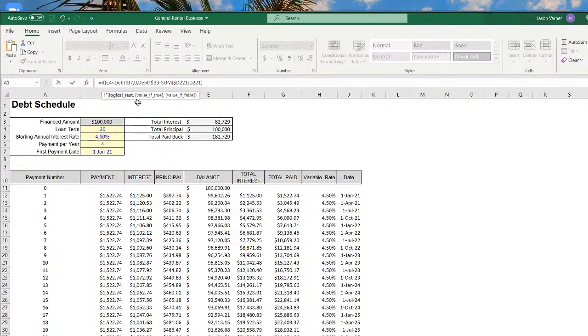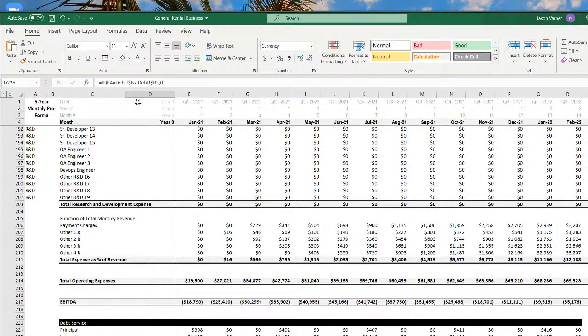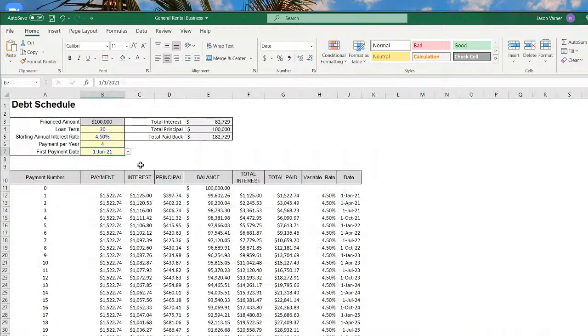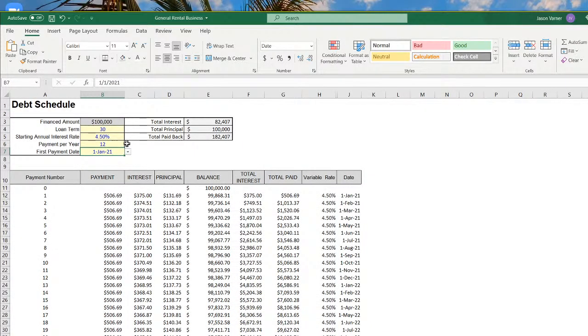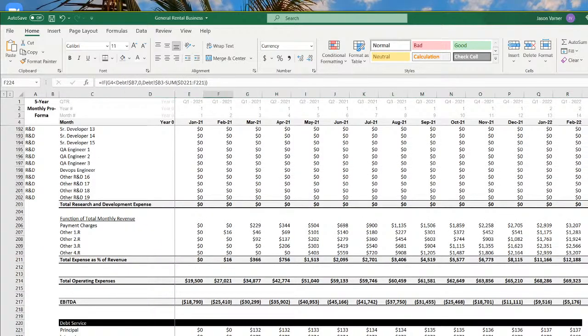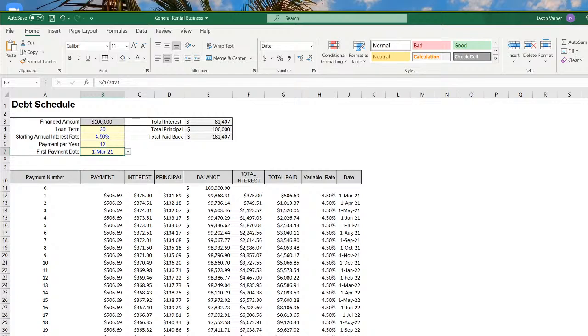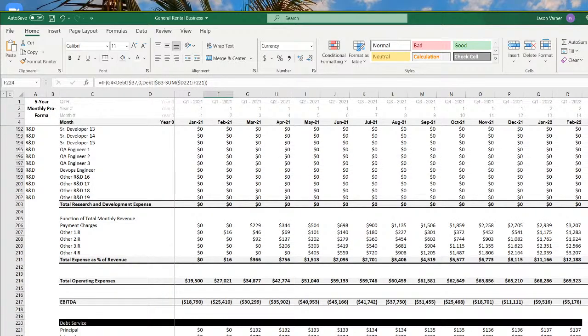Okay, and I think that should work. Let's try and change this back to 12 payments a year, and let's say if this is a future month. Perfect. So that comes in month 3. First payment date comes in there. Yep, that works. Debt funding. Perfect.